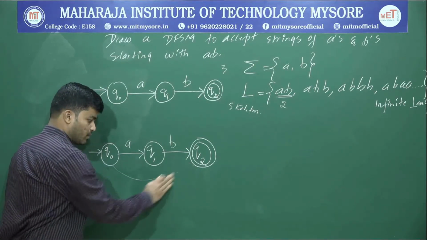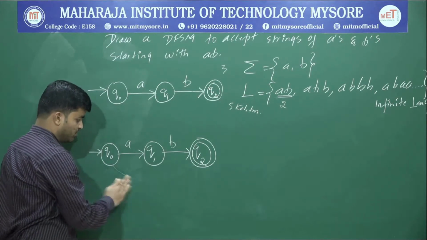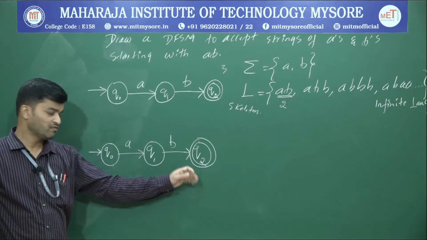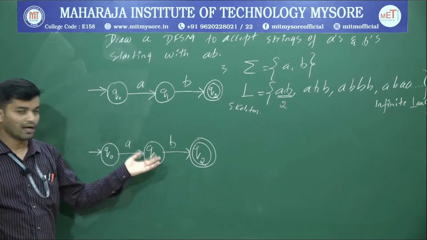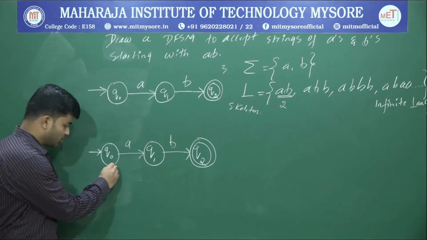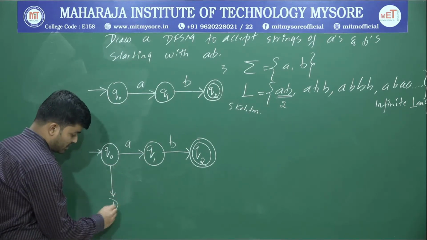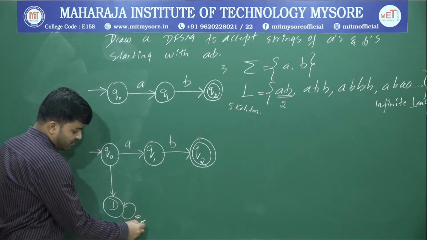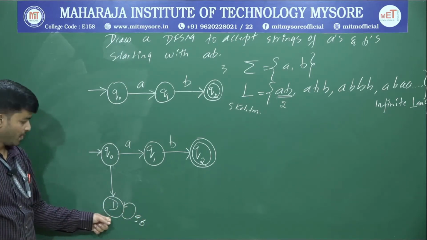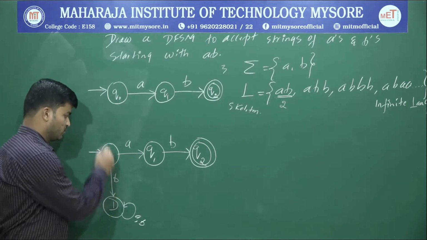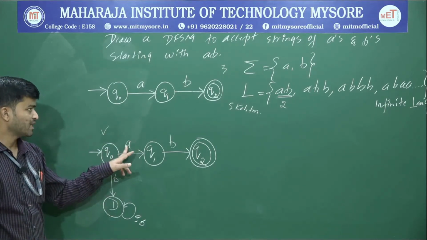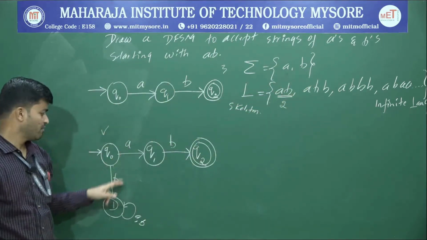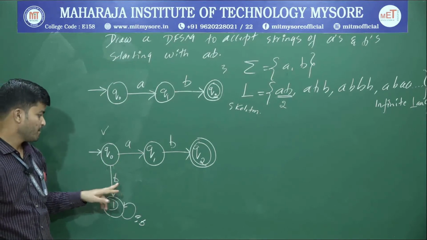So the loop is not possible, connecting to Q1 is not possible, and connecting to Q2 is also not possible. I don't have any other option. In that case, you have to go with one state, and that state is called the dead state. Once you reach the dead state, you remain within the dead state upon B. So now Q0 is over, because there is a path for A and a path for B, and sigma is just A, B.